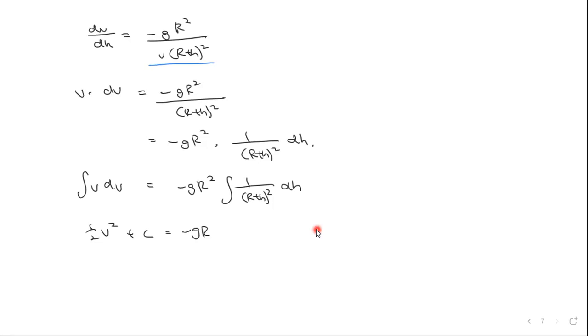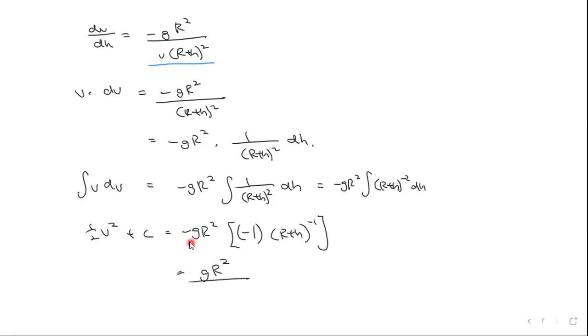So you've got negative r squared. The integral of that is just, I mean, in case it helps, it's negative g r squared times the integral of r plus h to the power of negative 2. So we're keeping that in mind. It's going to be 1 over n plus 1, right, which is negative 1. All right, 1 over a, well, there's no a, 1 over n plus 1, ax plus b to the power of n plus 1, plus c, which we've already dealt with. So that negative will cancel out with this negative, giving us positive gr squared all over r plus h.